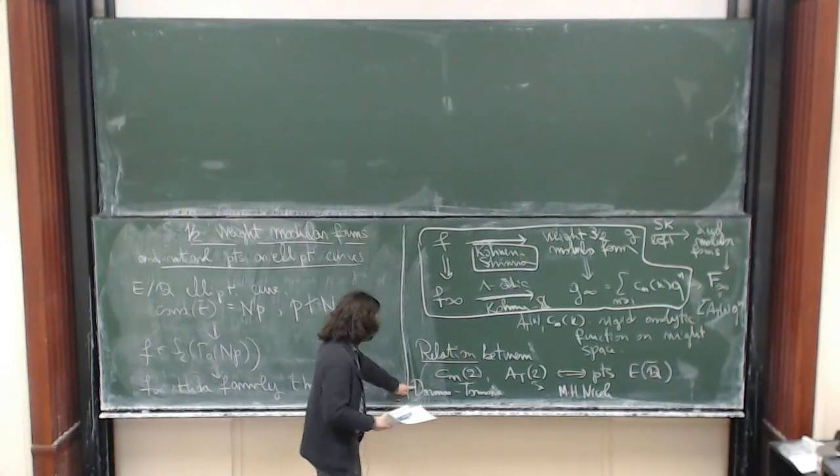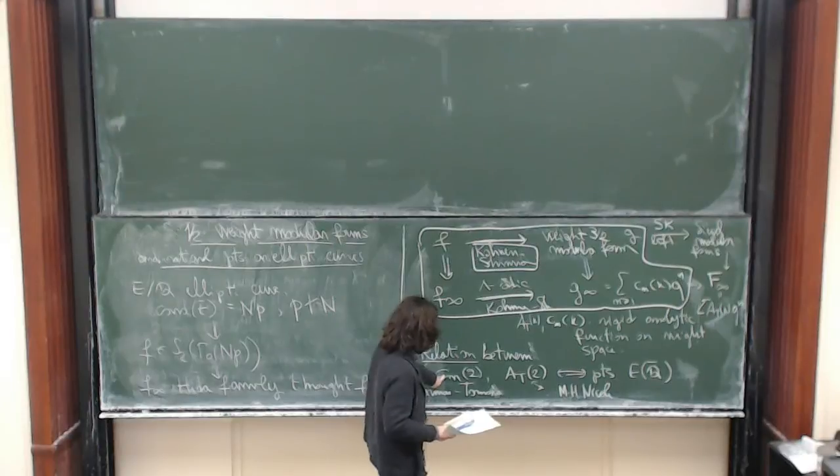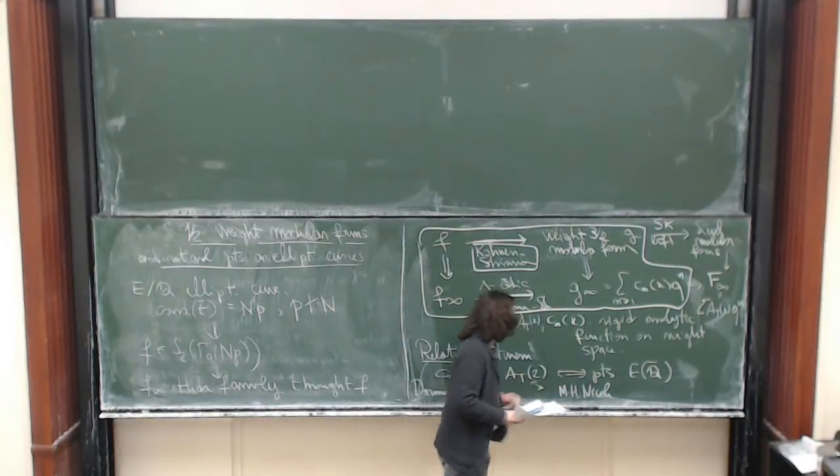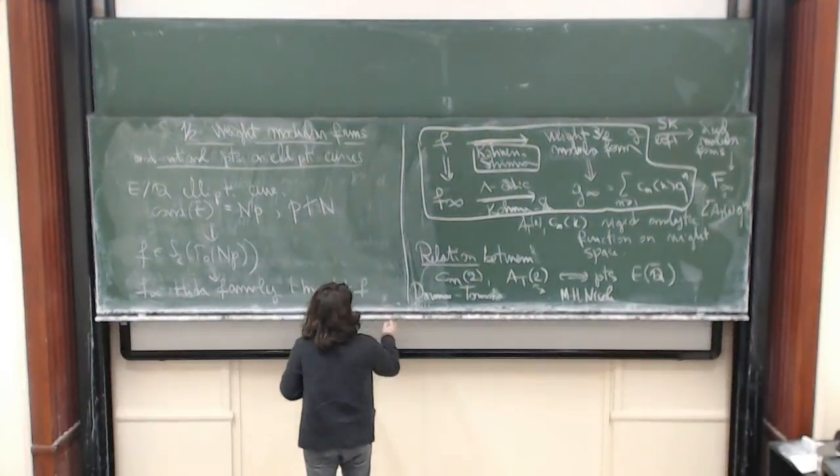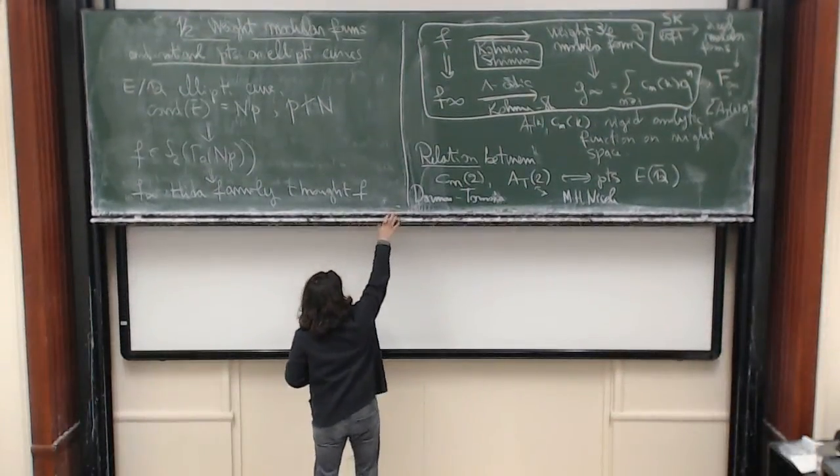which was formulated in the same paper where they show for the first time a relation between these coefficients and rational points on elliptic curves. So now I will try to make everything more precise.